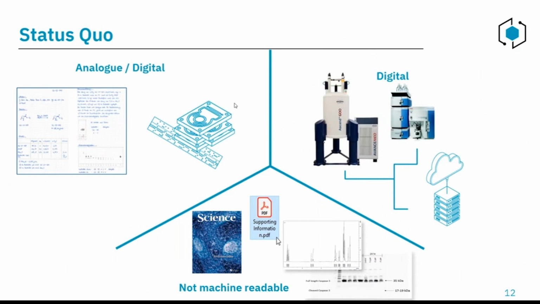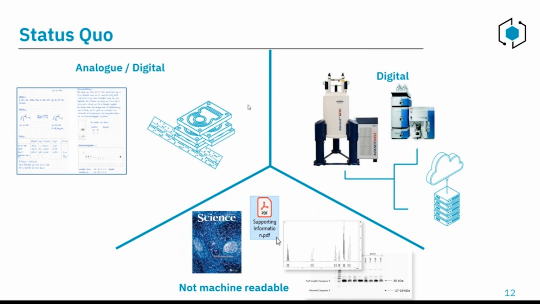The reality is a lot of it is very analog. Right? There is some digital data, but usually it just lives on people's personal devices or some hard drives or some institutional hard drive somewhere. There is plenty of digital data that comes from analytical devices, be it HPLCs or NMR machines, that may end up on some institutional server somewhere.